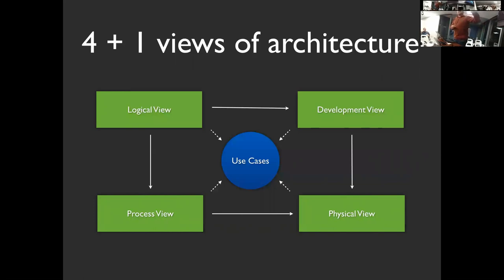So this is a diagram which distills an old paper by a guy called Philippe Kruchten, a Frenchman. There are probably French people here as well. Sorry, my French is bad. This was from about 95, something like that. It's called the 4+1 architectural view model, and what it effectively states is there are multiple ways that we can look into our software.